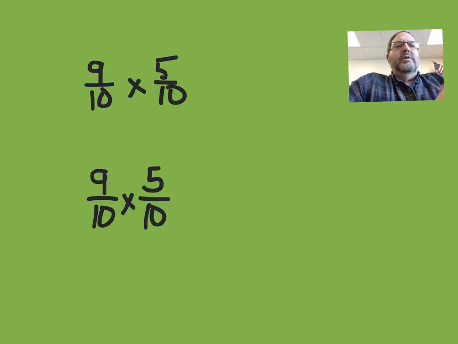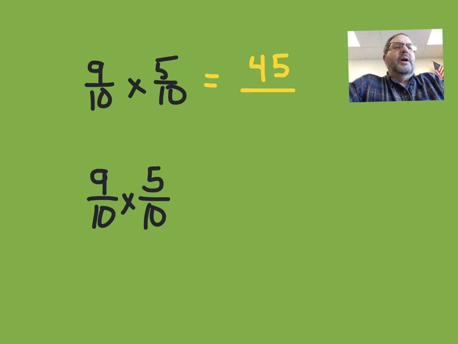So the first thing I want to do in a problem like this is, let me grab a different color, do 9 times 5 to get 45. Okay, and then 10 times 10 is how much? Right, it's 100. Now I have to simplify this.